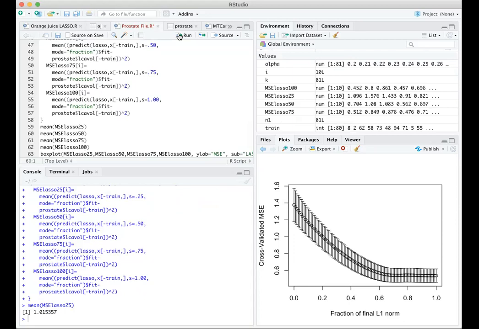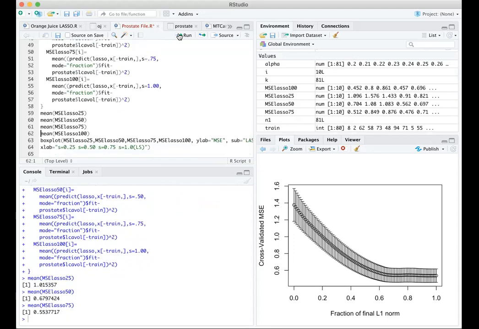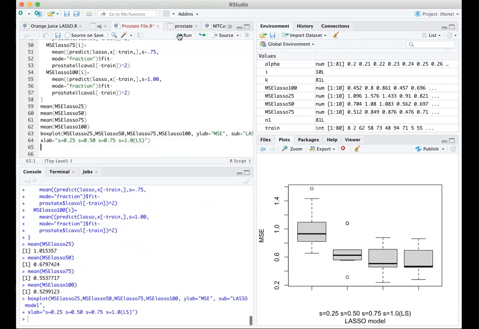For the 25, we get 1.015357. For 50, we get 0.6797. For 75, 0.5537. And for 100, 0.5299. We do a box plot to summarize it.